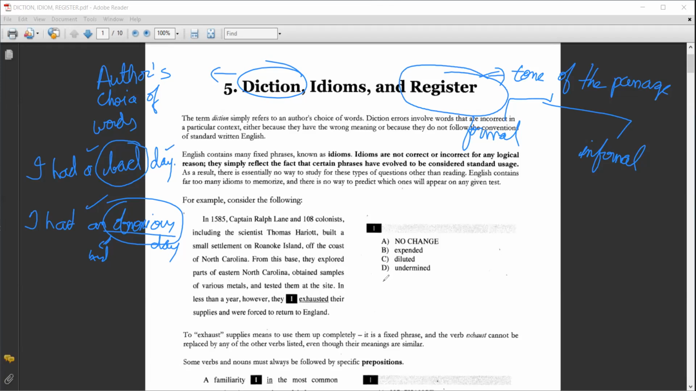Now, if I replace the word here instead of exhausted, if I say, in less than a year, however, they expended their supplies and were forced to return to England. Expended their supplies. What is the meaning of that? Can anyone tell me? What will be the meaning if I say expended my supplies? I have spent my supplies. Normally, when you have some supplies, you use them. You don't spend them. Are you understanding my point? So that does not fit with the register of the paragraph that is given. That is why expended gets eliminated.